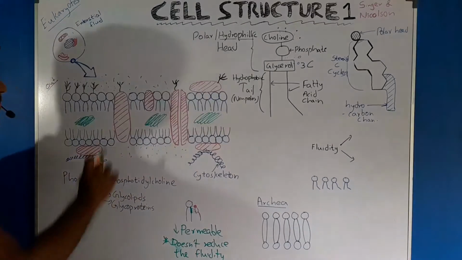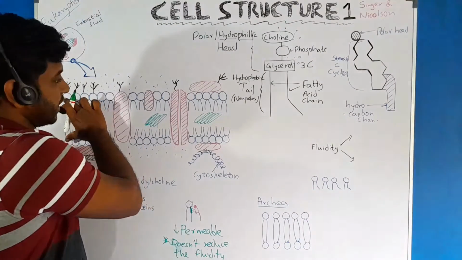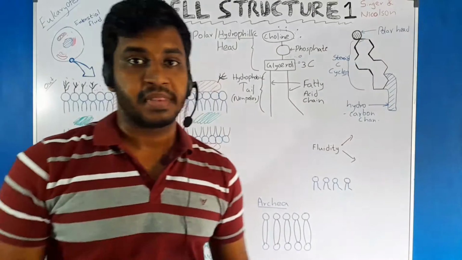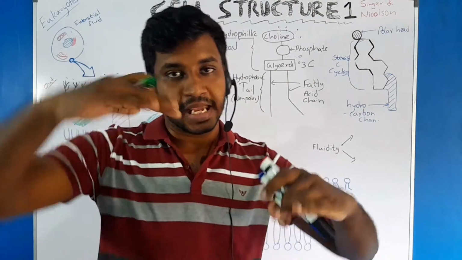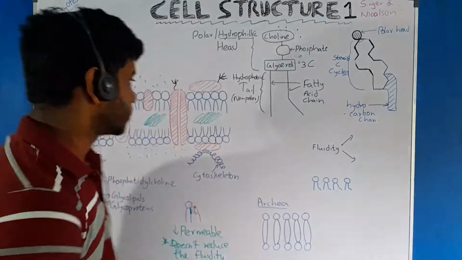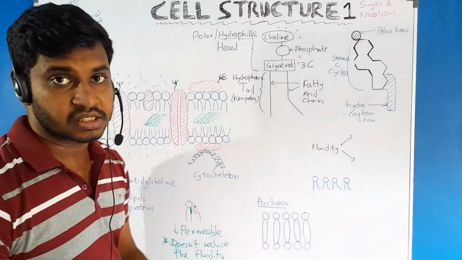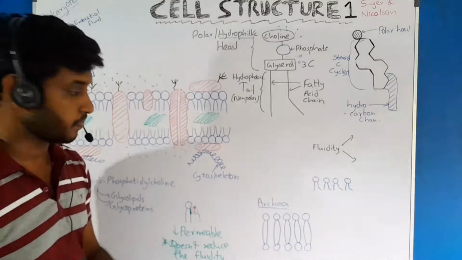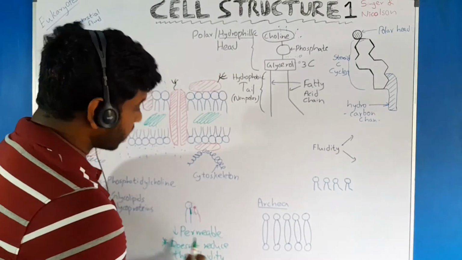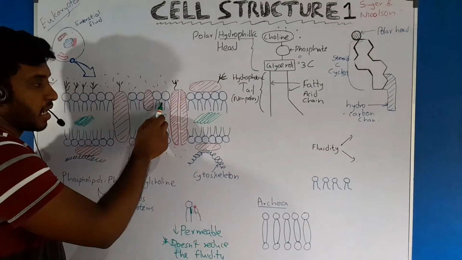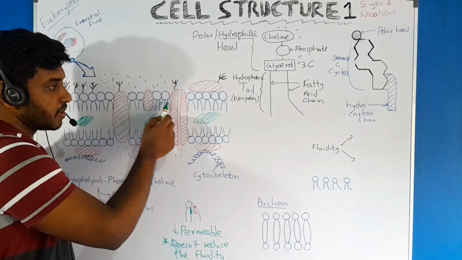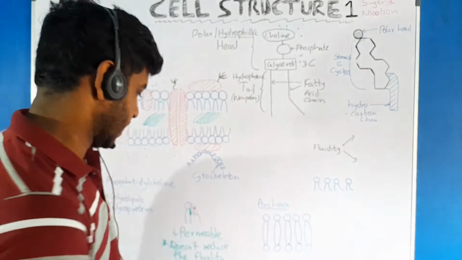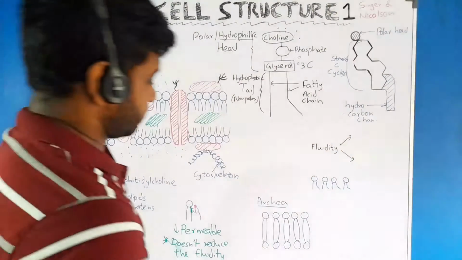What is fluidity? The two lipid bilayers are not a rigid structure. They act like a fluid. They can change their shape. So the plasma membrane is not a rigid structure. It is a flexible fluid structure. When cholesterol is in the plasma membrane, it makes connections with the phospholipids and reduces its permeability. Okay.